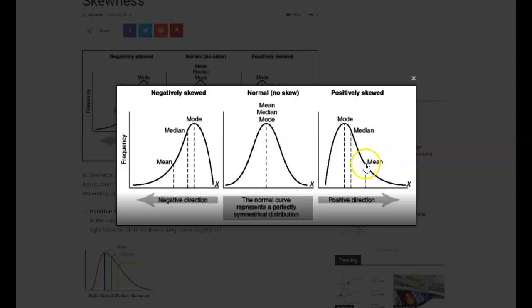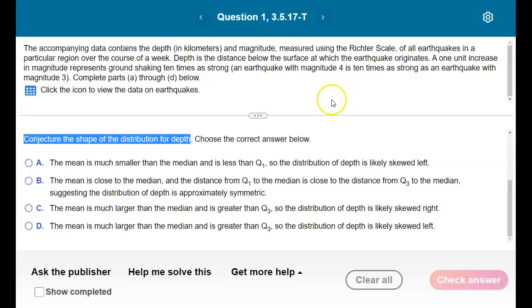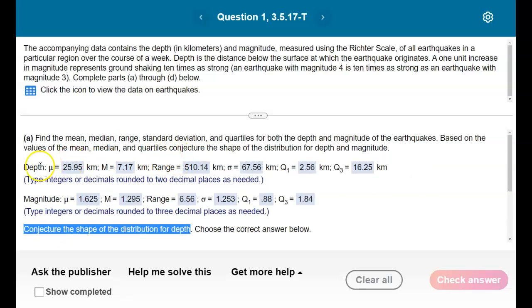Notice in this one that the mean is pulled to the right because the distribution has a tail to the right. Again, that tells us that the mean is more than the median. Also notice that that peak of the curve is the mode. It's neither the mean nor the median in those two cases of left and right skewed, or negative and positive skewed. So I'm going to come back to this question and looking specifically at depth values.